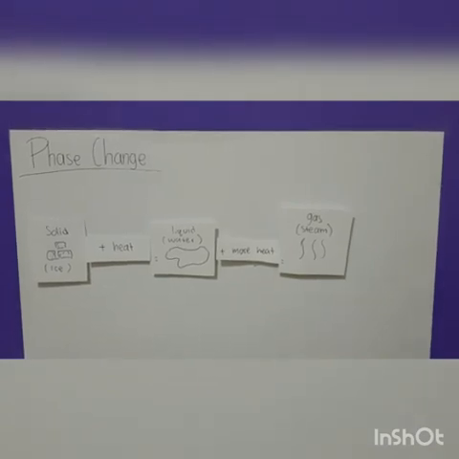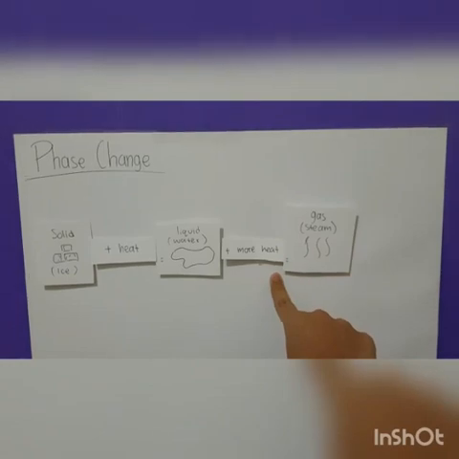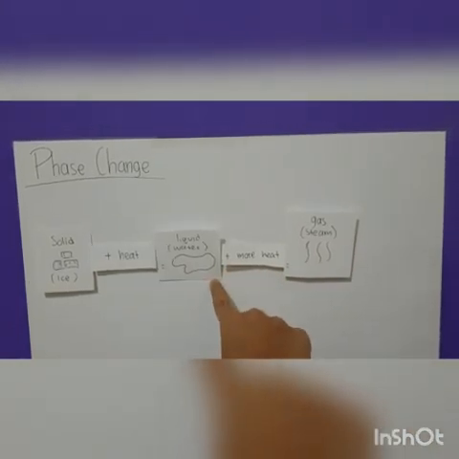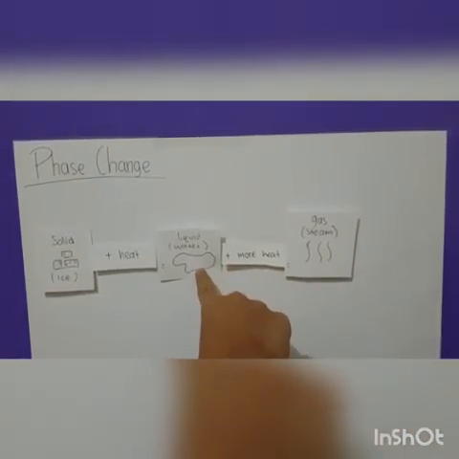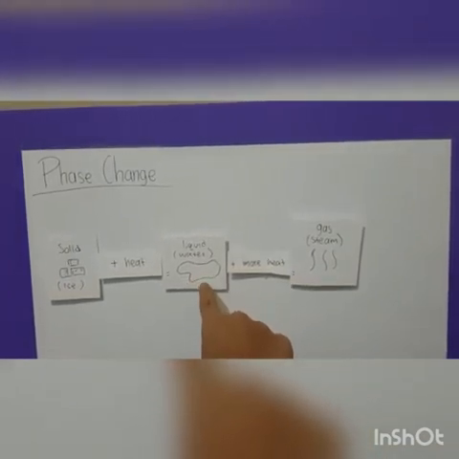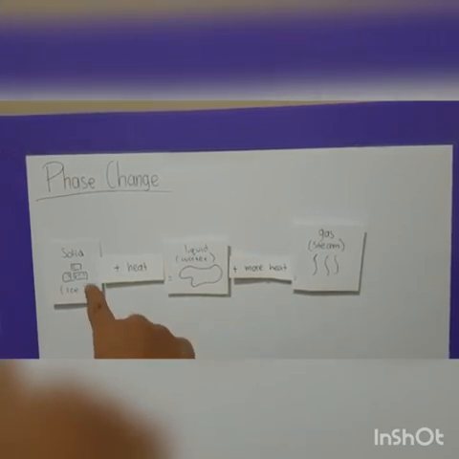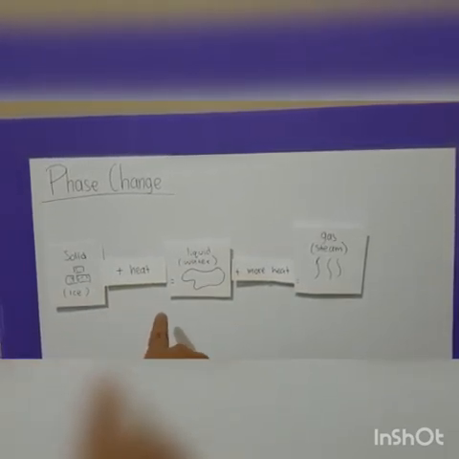And we can also do the opposite. From gas, if we remove the heat, it will turn back to liquid. That process is called condensation. And from liquid, we can put it in the freezer and turn it to ice. That process is called freezing.